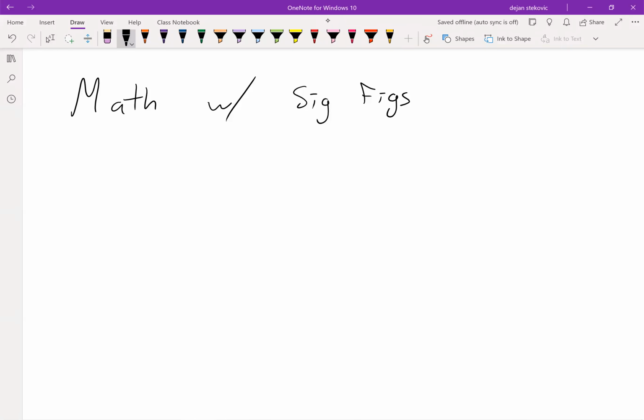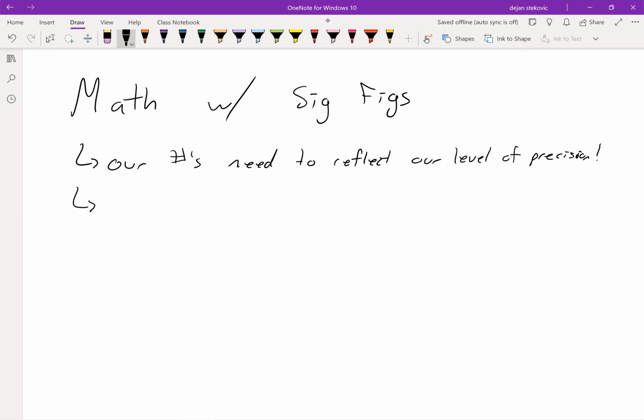Right, as we said earlier, we take measurements and then oftentimes we do math with these measurements. And so our numbers and our math needs to reflect our level of precision. And when we have multiple measurements and we're combining them together through some mathematical operation, our overall answer for that mathematical equation, its precision is going to be limited by the least precise measurement.